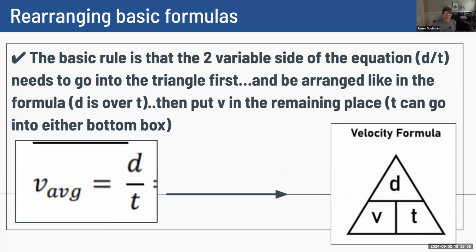So our basic rule is that the two variable side of the equation needs to go into the triangle first. In other words, the D and the T need to go into the triangle first. And you want to put them into the triangle, because again, this would start off as a blank triangle, the same way they look in the formula. So in the formula, D is on top of T. So in the triangle, D needs to be on top of T. Now, T, it doesn't matter where on the bottom that it goes. It could be on either side. The math doesn't really change anything. And then once you put D and T in the right place, you're left with one box and one variable, and we would stick the V in the remaining box.